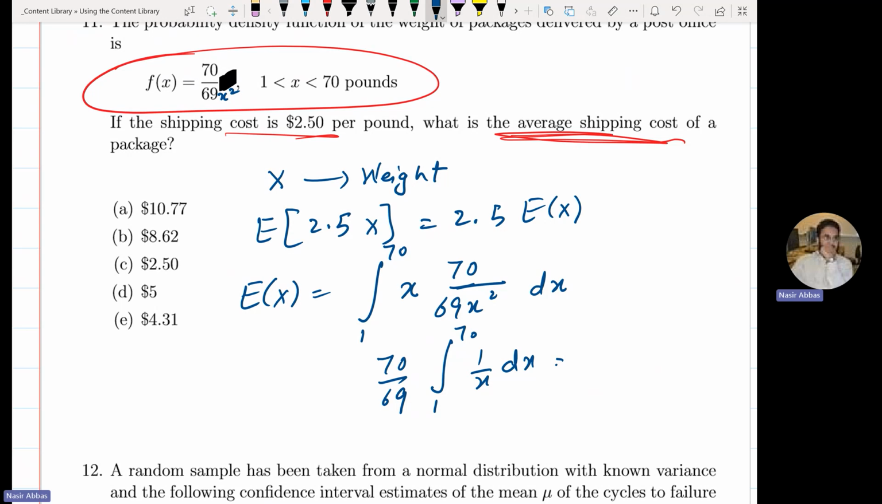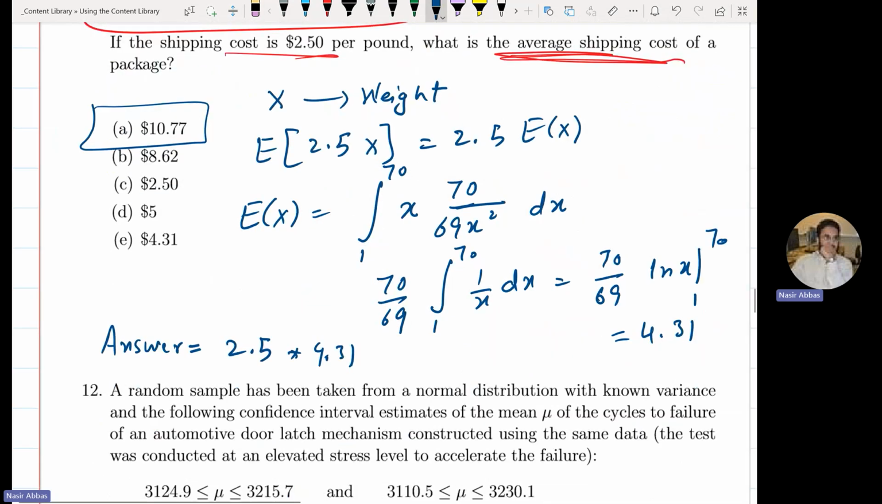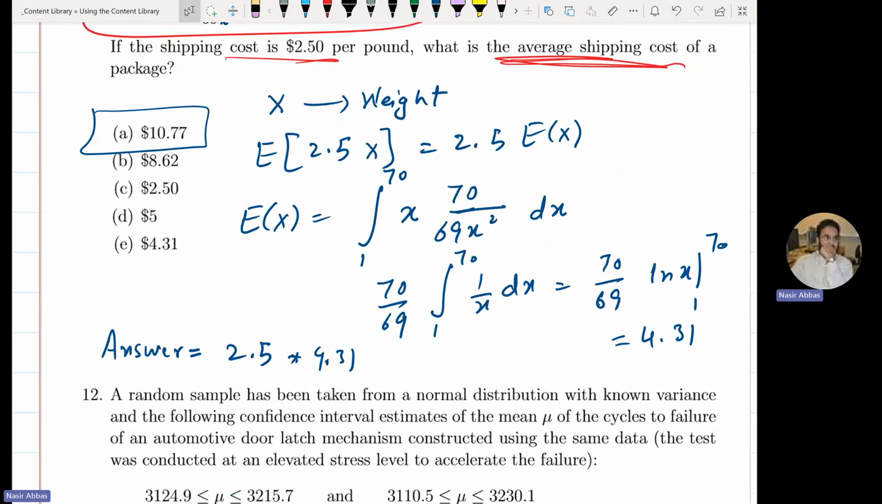2.5 multiplied by this is going to be 4.31. So this is going to be 2.5 multiplied by 4.31, which corresponds to 10.77. So you find the average of X multiplied by the shipping cost against each pound, and that's the expected shipping cost. Question 12.